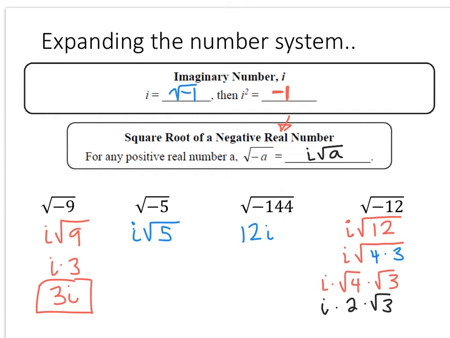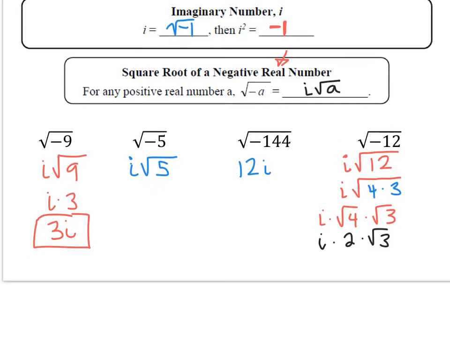Now I can just reorganize my work here and look at this in terms of numbers first, and then i, and then the square roots. So this would just rearrange to 2i square root of 3. So the idea of what we're going to do is use that whole idea of simplifying radicals, but also including i as part of that. Now you can wait until the very end if you want to and just throw in the i, but just understand that anytime we're working with negative square roots, i is always on the outside, in front of the square root.